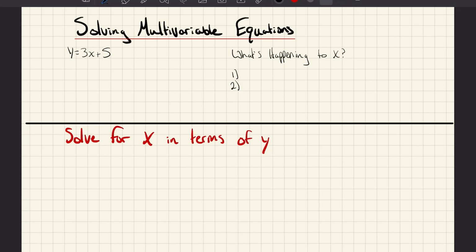Okay, so we've got solving multivariable equations now. And so we've solved two-step equations where we get x equals a number. But what happens if I get a variable equals a whole bunch of stuff happening to another variable? Here's what we're going to do.